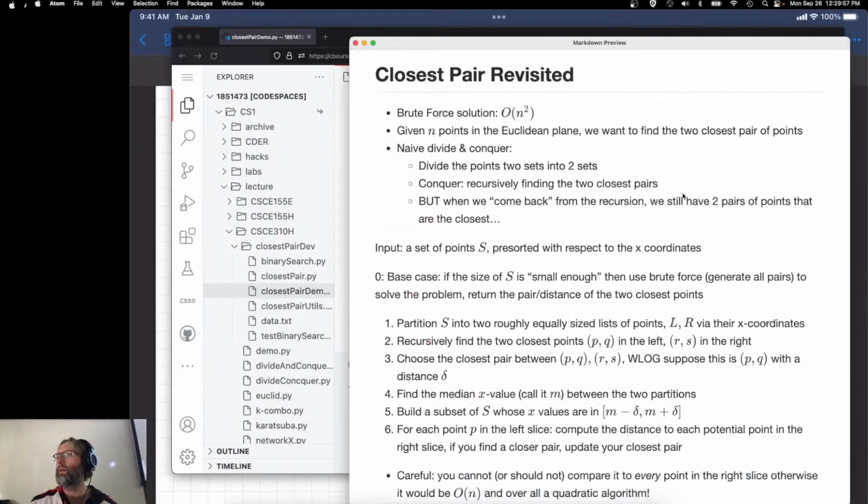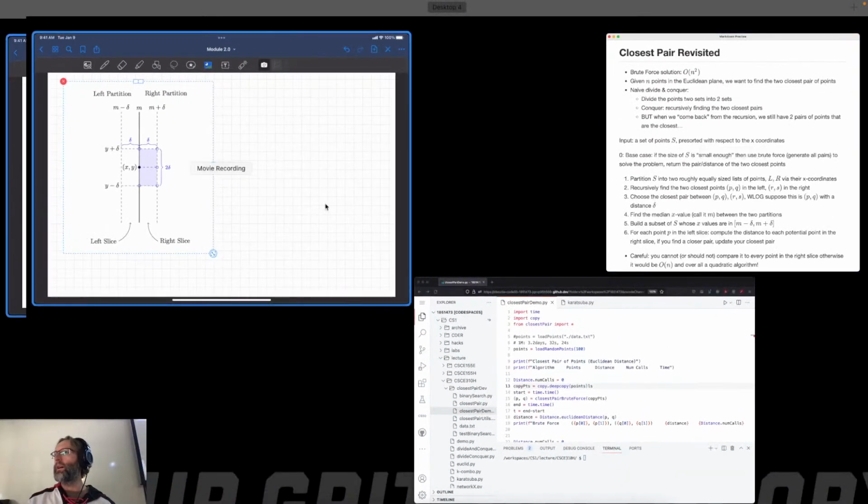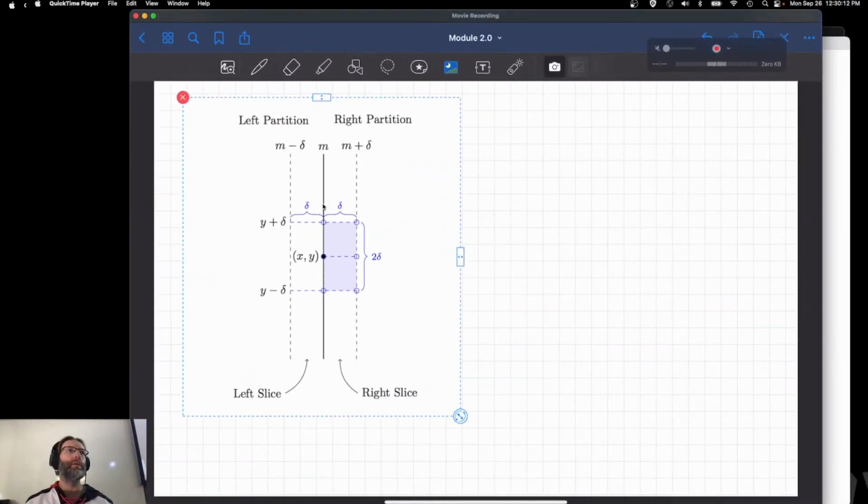All right, so today I thought I'd start off with just a couple of closures on the two algorithms that we were looking at last week. The closest pair revisited. Remember that we were looking at a divide and conquer solution that exploited geometry.